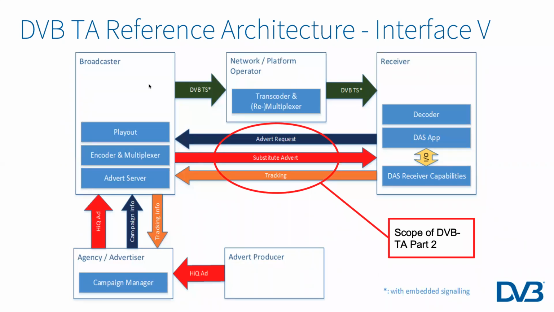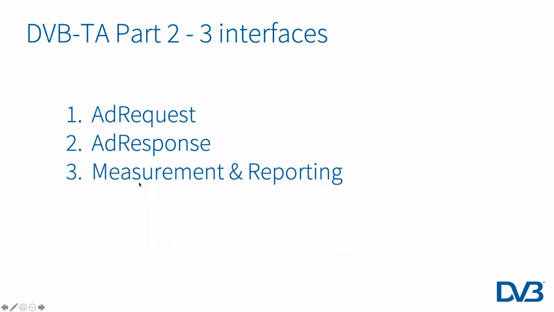It's not that clear from this diagram that actually what it means is the broadcaster as opposed to the broadcaster's playout and multiplexer, specifically the ad server, in fact, which is there. This is what we cover. So the three parts of the interfaces we're going to cover are the ad request, the response back from the ad server, and a couple of points on the measurement and reporting of the adverts.